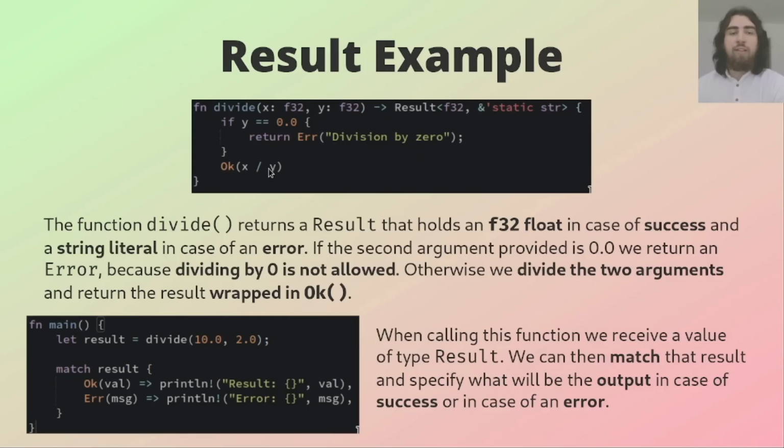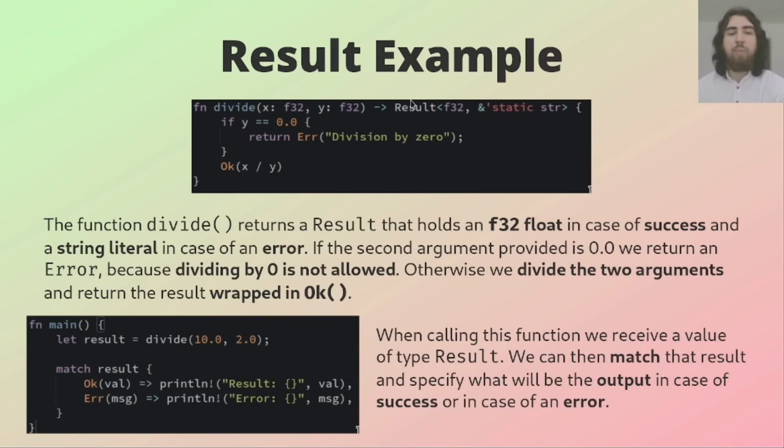So that means when this function succeeds, then we will get back an F32, the result of this operation. And this is wrapped inside OK, because as you can see, we are returning a result type. Now in case of an error, we would return this string over here, wrapped in the error variant. And this allows us then, when we call the function divide with two arguments, that we can then match the result we get back here.